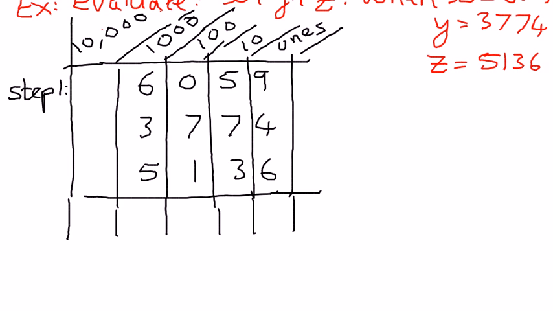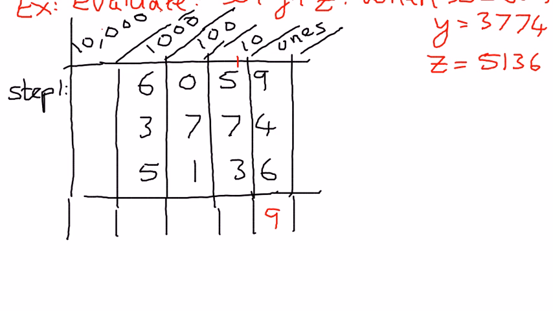So let's start adding in the ones column first. 9 plus 4 plus 6 are in the ones column. When we add them, the sum comes up to 19. 6 plus 4 is 10. 10 plus 9 is 19. So we carry the 1 to the tens place and then write the 9 here.